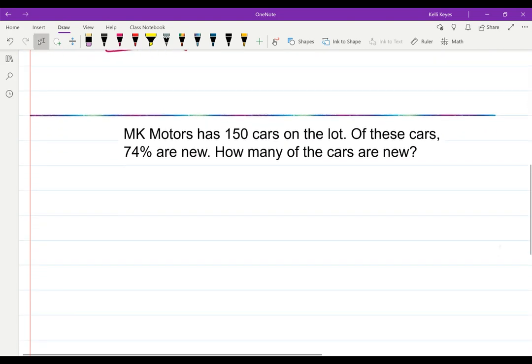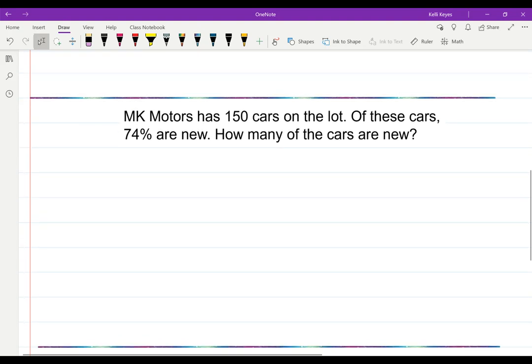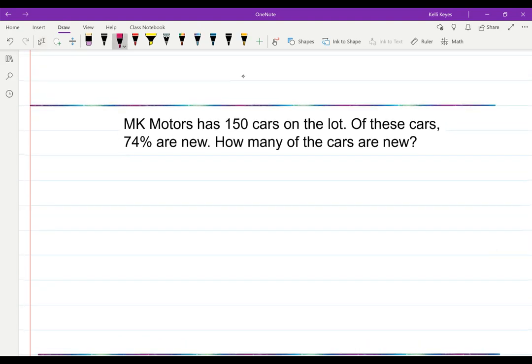So let's do another one. We have MK Motors. They have 150 cars on the lot. Of these cars, 74% of them are new. So how many of them are new? So if we're doing the proportion, remember it's is over of equals percent over 100.